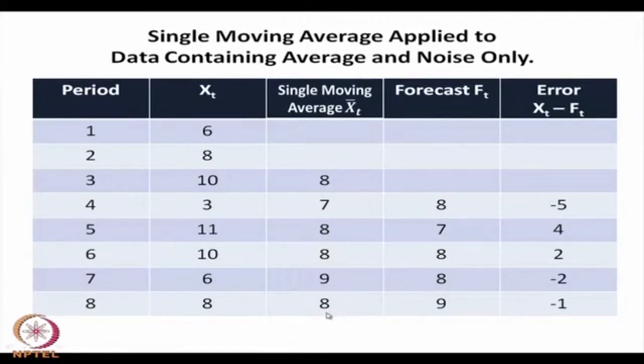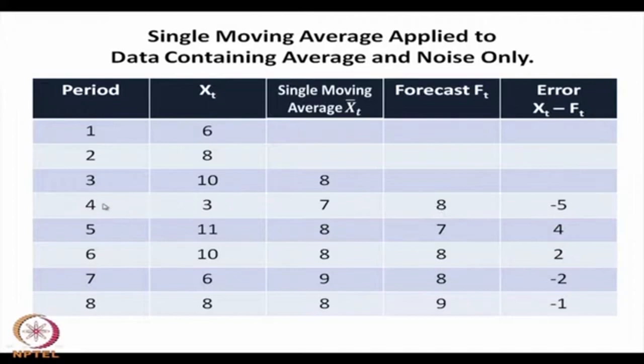This was the example which we had considered in our last example before we ended the class. Suppose that we have the time series values for 8 time points. The values are 6, 8, 10, 3, 11, 10, 6 and 8. And suppose that we take the moving average period as 3 and calculate from here. It means that when we are at time period 3, we shall average these three values and take that as the forecast for the next time period. So, the average value of this is 8: 6 plus 8 plus 10, 24, divided by 3 is 8. 8 is taken as the forecast for the next time period.